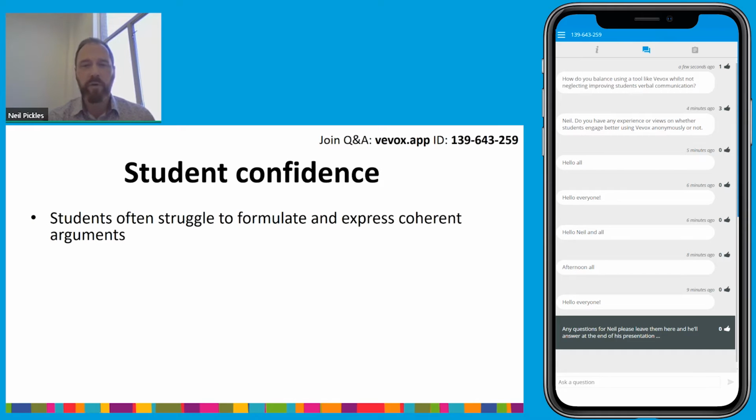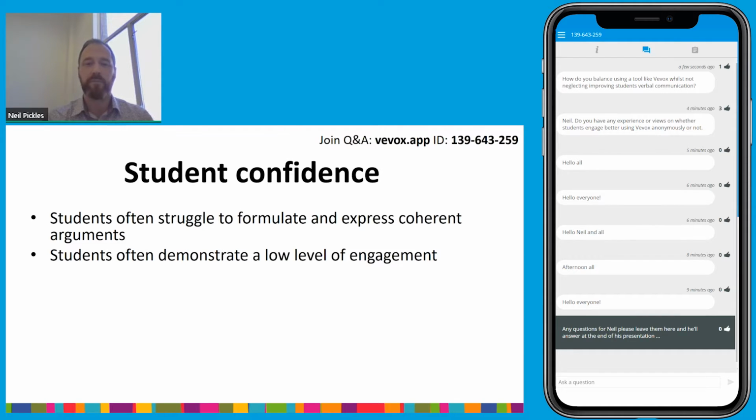And the following points are really not my comments, but comments from a piece of literature, but it's worth just expressing these as some formal statements before we move on. And so you can see the first one there is that analysis has shown that students struggle to formulate and express coherent arguments. That doesn't mean that they don't have coherent arguments. The key thing is formulating and expressing it, particularly in a verbal way.